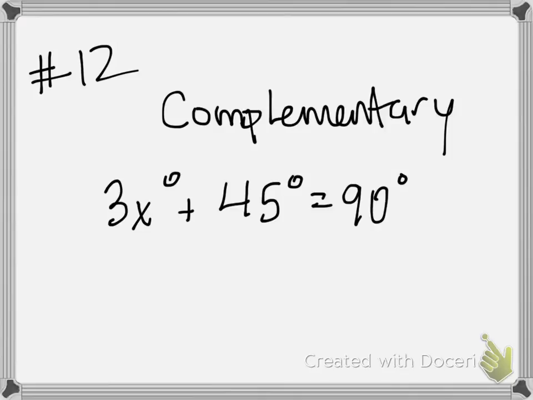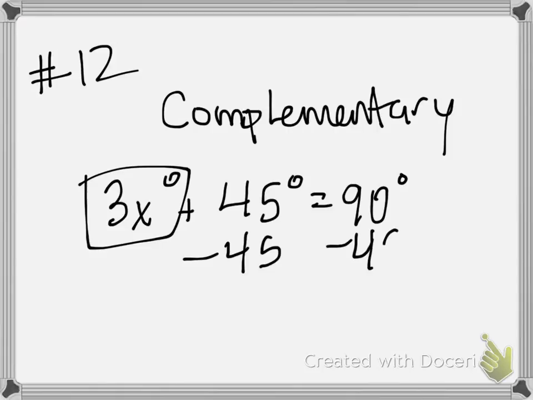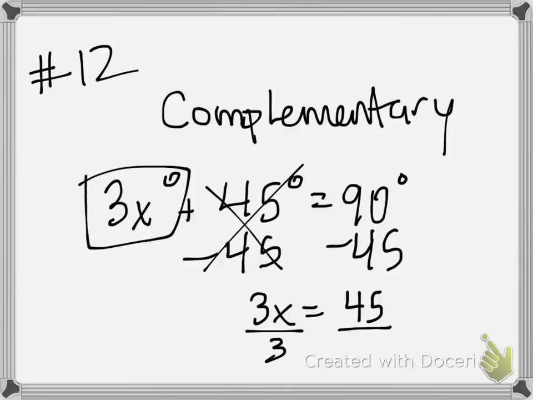There are a couple ways to do this problem, but let's just take the algebraic approach. I want to get this 3x by itself, so I have a positive 45 in the way. To get rid of that, I'm going to subtract 45. Whatever you do to one side, you got to do to the other. These 45's cancel out, and I'm left with 3x. 90 minus 45 is 45. So I'm saying 3 times what is 45, and to find that out, we would divide both sides by 3. Those 3's cancel out, so you're just left with x. 45 divided by 3 is 15, so x would equal 15 in that one.